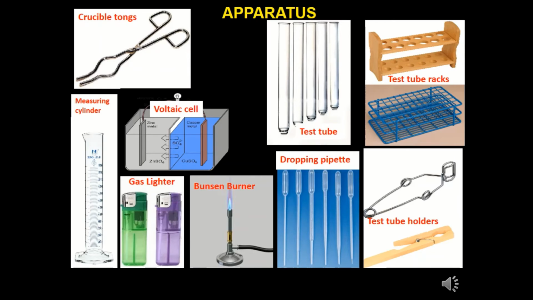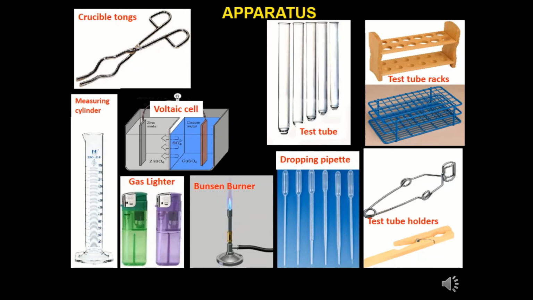If you can see, we start from the test tubes. You can see 5 test tubes here, and then we go for the test tube rack. We have 2 types of test tube racks. One is the wooden one and the steel one, or like this, the blue one. Both of them are test tube racks, because we have to put the test tube inside the test tube rack.